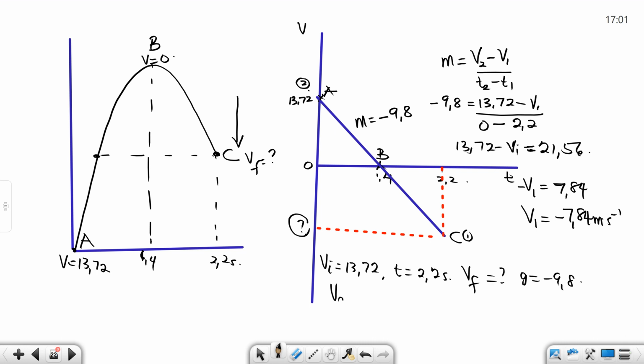Everybody, let's work together. VF equals what? VI plus A delta T. What's our VI? 13,72 plus negative 9,8. And what's our time? 2,2. Please confirm your answer. You must be getting negative 7,84.